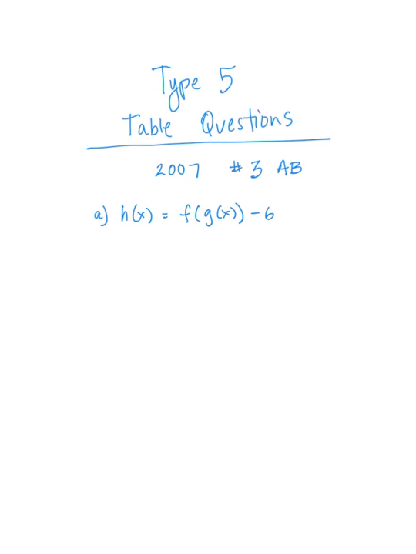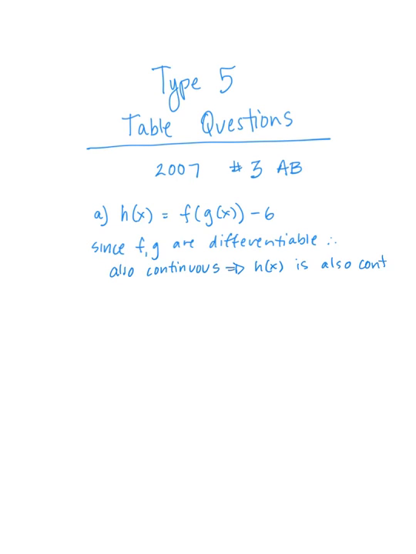Now we know a little bit about both f and g from the stem of the problem. We know they are differentiable. And if they're differentiable, we also know that they're continuous. And so part A is asking us. Sorry about that echo. h of x we know is also continuous.